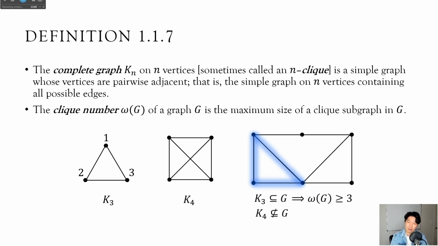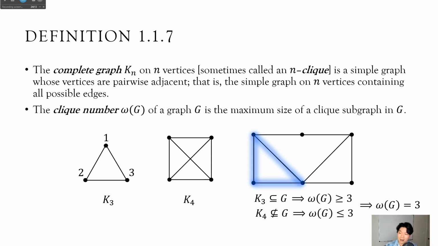That tells me that K4 is not a subgraph, which then tells me that my clique number, omega of G, has to be smaller than 4, or in other words, less than or equal to 3. So whenever I put these two together, the only way for both of these to be true, bigger than or equal to 3 and less than or equal to 3, is that my clique number has to be exactly 3. So this is a little bit about how we find the clique number. And then there will be some examples in the homework for you to practice.